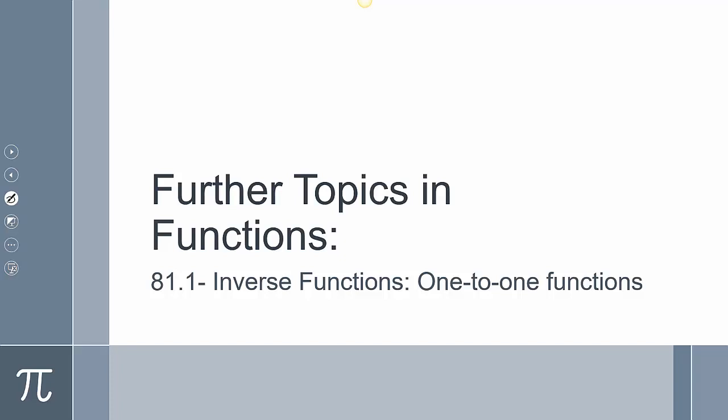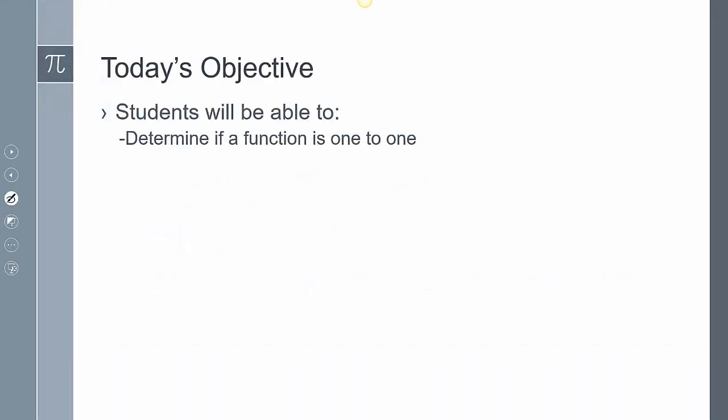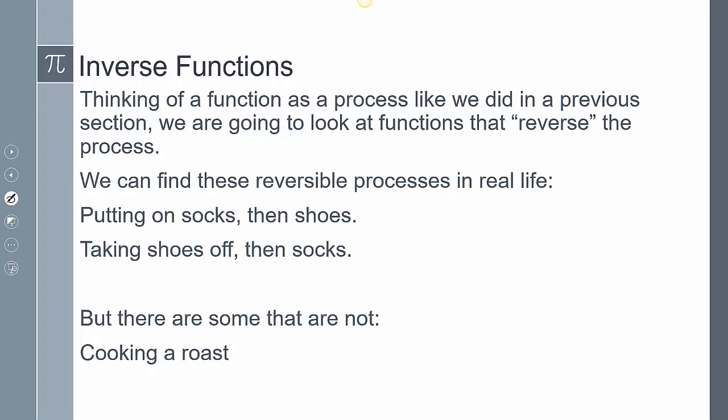Today we're going to be looking at inverse functions, and more specifically we're going to be talking about the concept of a one-to-one function. So we're going to determine if a function is one-to-one. Now, what is this inverse function that I talked about?